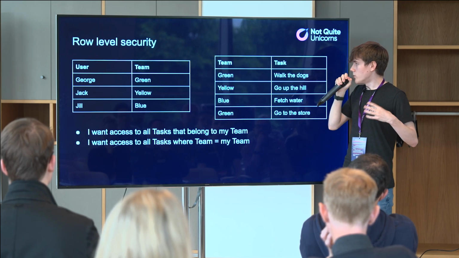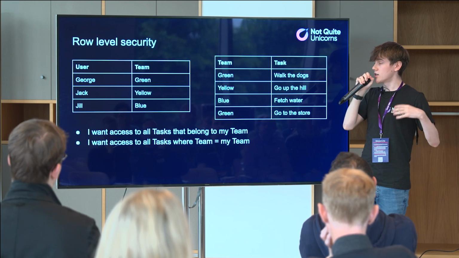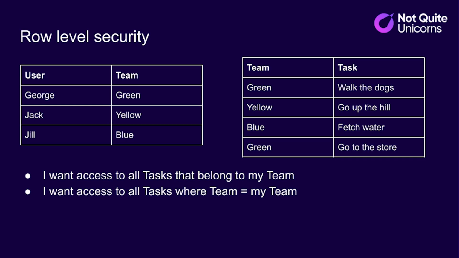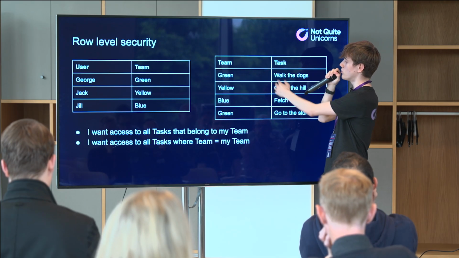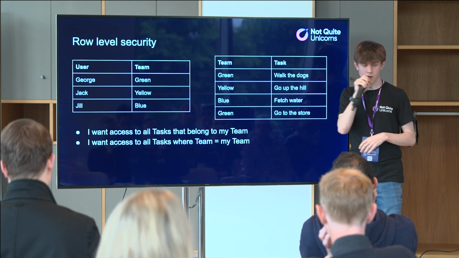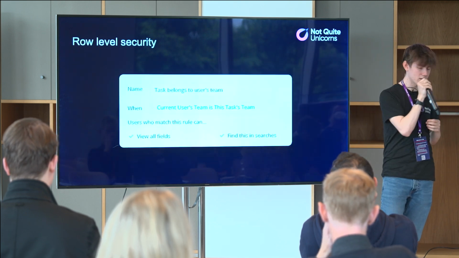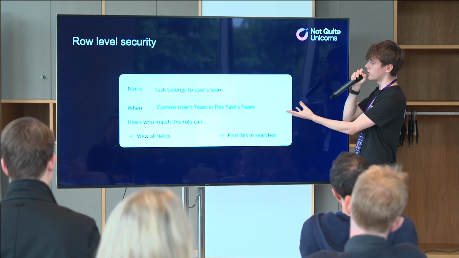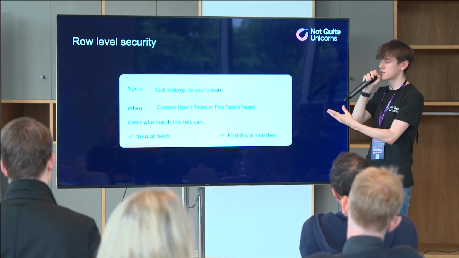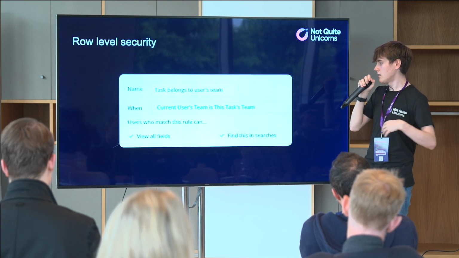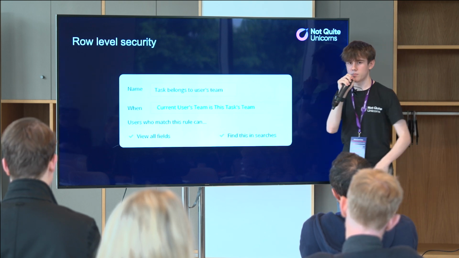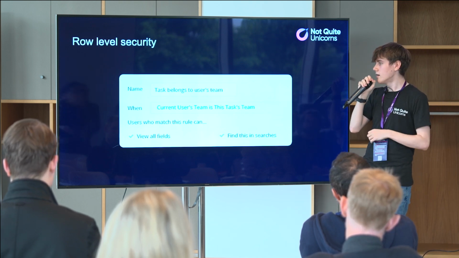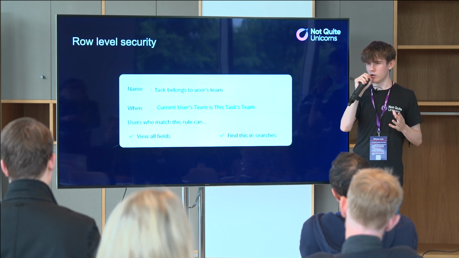We might also have a more complex situation where tasks belong to a team, for example. They don't directly belong to me, but I belong to a team and tasks belong to a team. So if I'm on Team Green, I want to be able to see all of Team Green's tasks. We can express this, in Bubble at least, as a privacy rule. In words, I want to see all tasks where the current user's team, my team, is this task's team, where they're the same. We'd add an extra condition here to stop the case where it might be empty. But you get the principle of how we think about row-level security.